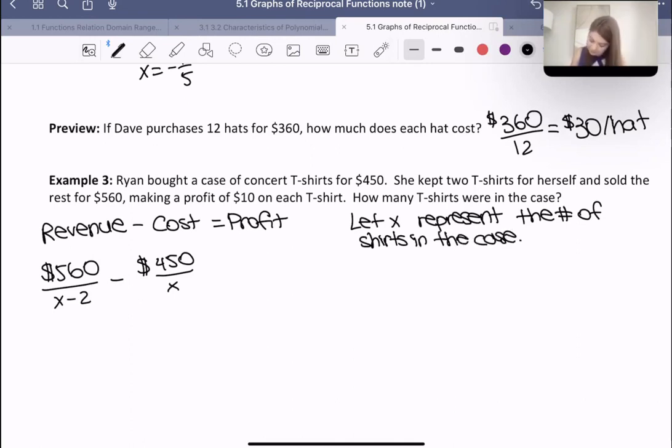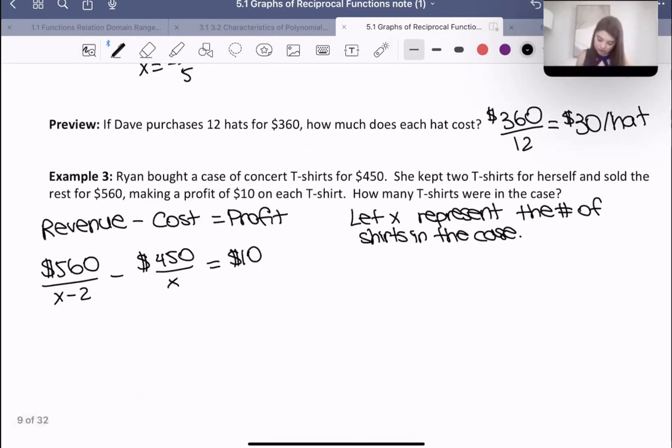Okay, awesome. Okay, and what is that going to be equal to? Well, it says she made $10 in profit per shirt, so this is going to equal $10. So that's our equation, and I think that's the hardest part for a lot of people, is coming up with the equation to even start to solve this. The solving part's usually pretty okay because we already talked about how to solve something like this. So let's do it.